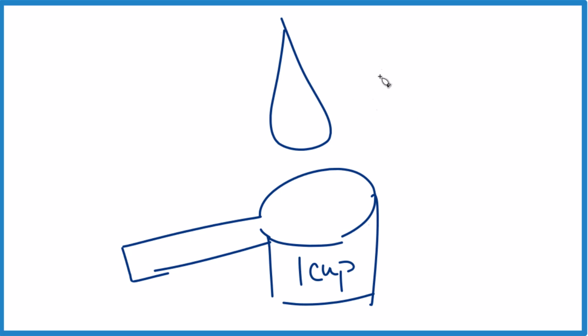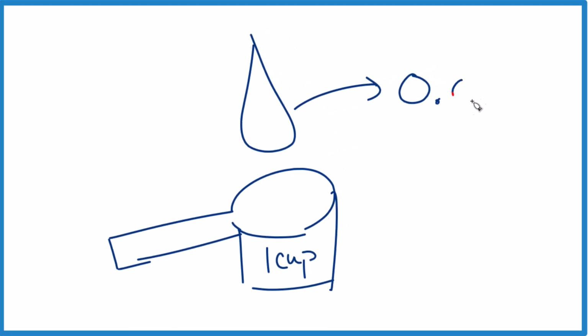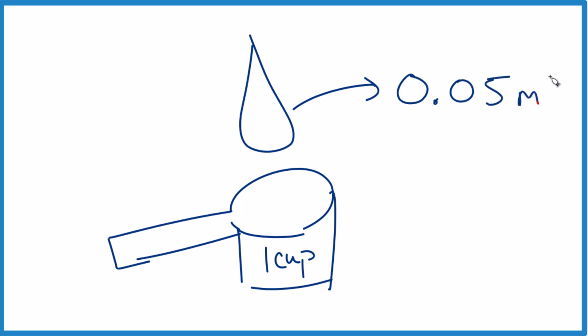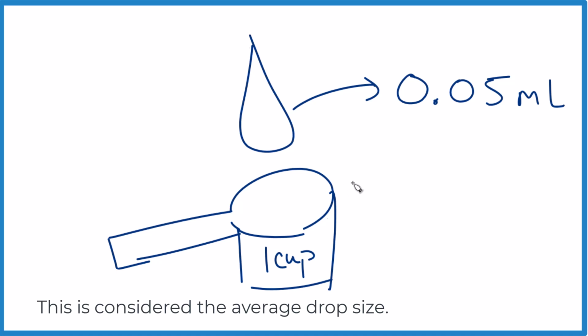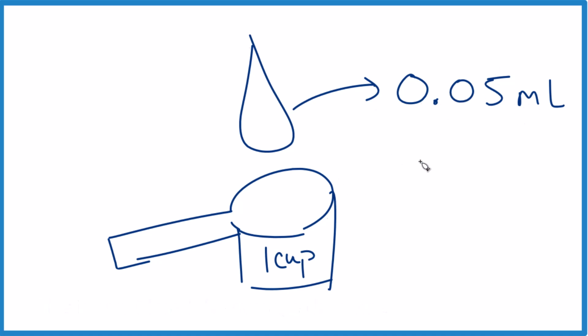So for water, typically when we talk about drops of water, we're talking about 0.05 milliliters per drop, although it depends a little bit on how you're doing the drop, what type of dropper you have, but this is the average. If you have something like an essential oil or another liquid, it probably won't be 0.05. But for water, this is what we're going to go with.